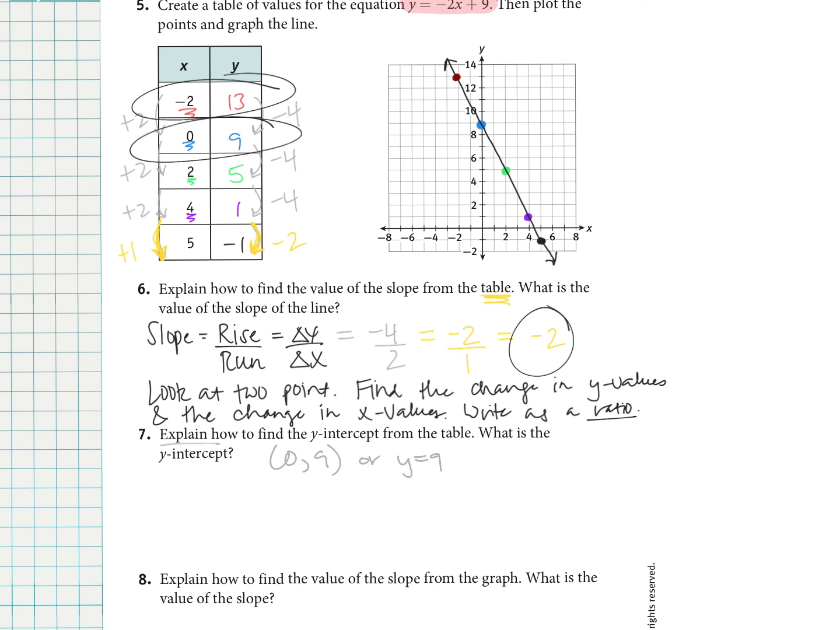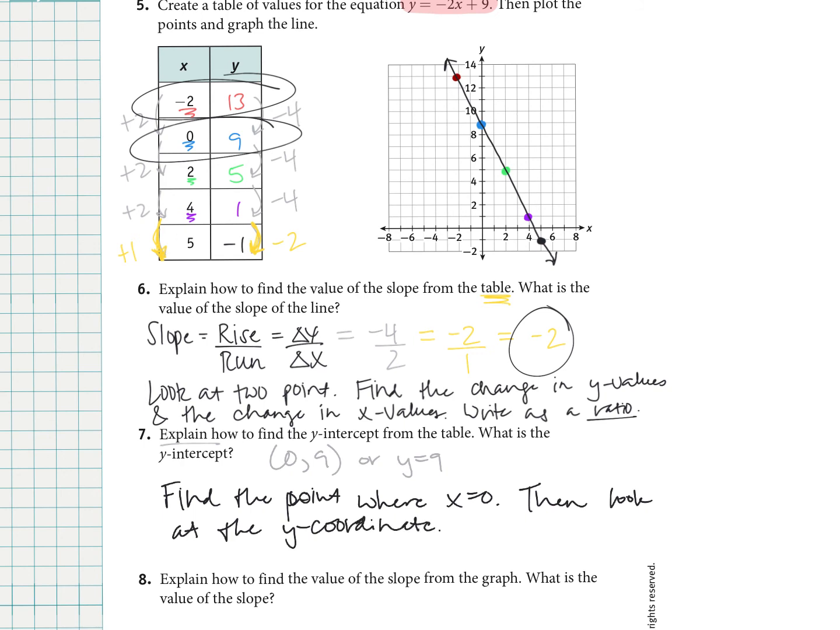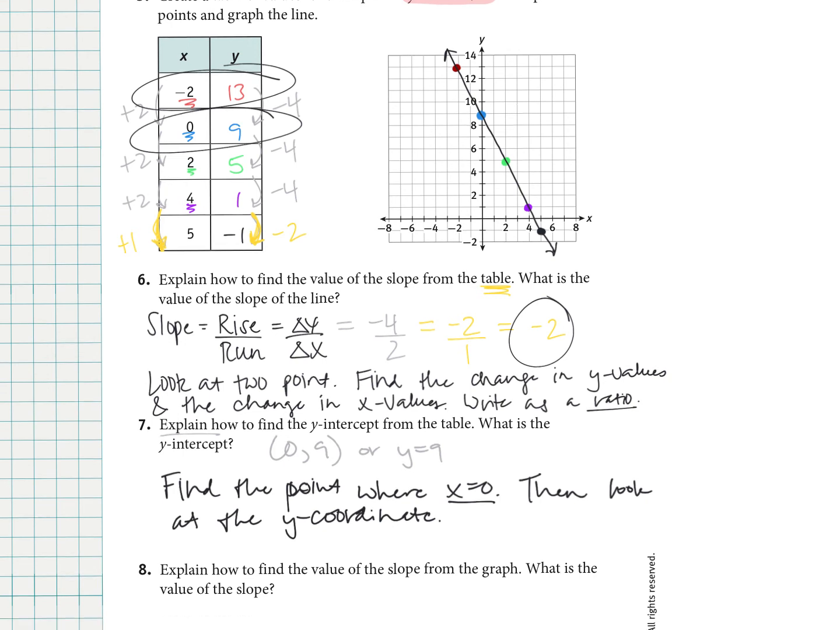So how do we figure out that from the table? Well, our goal is to find the point where x is equal to 0, right? Because that means that's where it crosses my y-axis. So find the point where x equals 0. Then look at the y coordinate. I may have said x before, I apologize for that. But we know x is 0, then we figure out what the y coordinate is. Let's go ahead and go on to our next question.